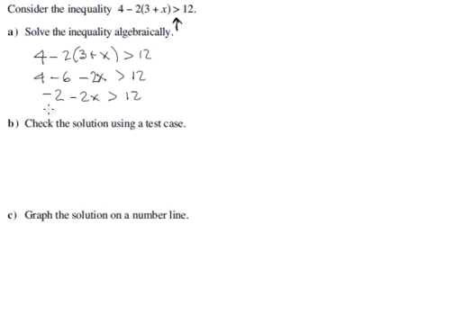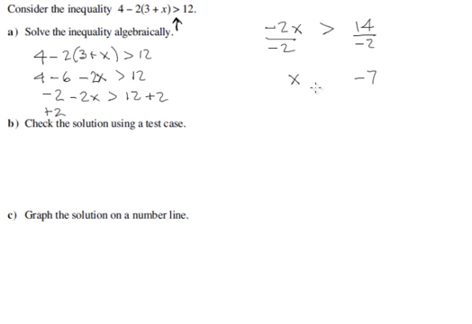So, we can get rid of the -2 here. If we add 2 on each side, that gets us to -2x is greater than 14. And now, last thing we do to isolate x, we divide both sides by -2. -2x divided by -2 leaves x. 14 divided by -2 leaves -7.